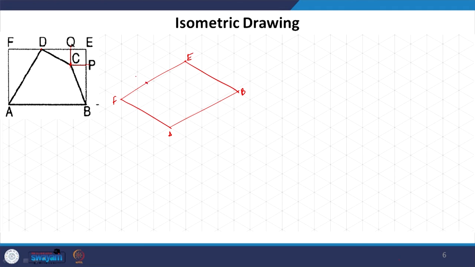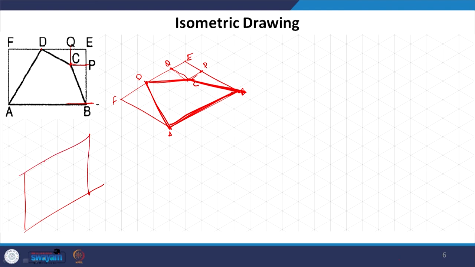Now you have this D already. We mark this Q and P, and when you connect Q and P, because Q is parallel to one of the axes and P is parallel to another axis, we arrive at this C. Now you can draw your quadrilateral. This is what the final isometric drawing of this quadrilateral is going to be in this condition. The same you can do if it is kept like this. So you arrive at D, Q, P, come here, C, join them, simple.